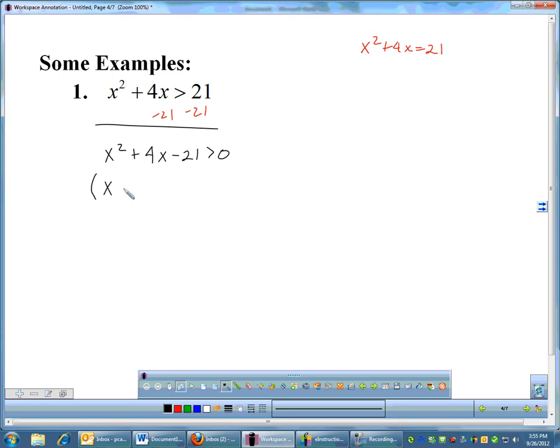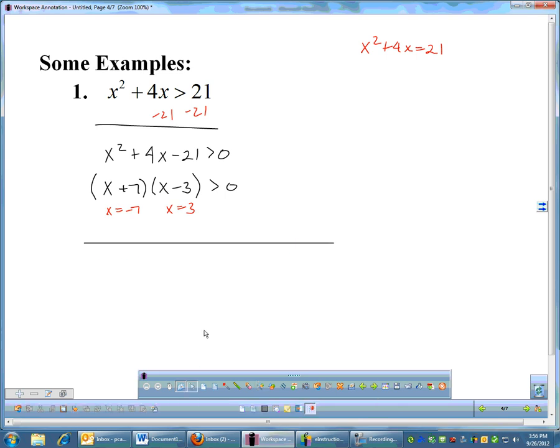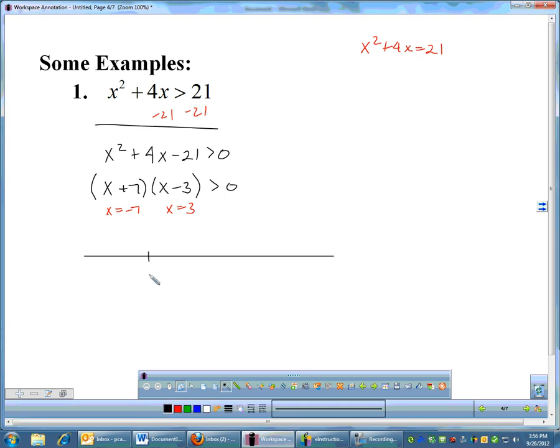So now it's factoring to (x + 7)(x - 3). And I have two roots of negative 7 and positive 3. And those are the two things that I want to put on the number line. So I'll draw a number line. And make sure you put your numbers in order. So I have one number of negative 7. I have another one of positive 3.